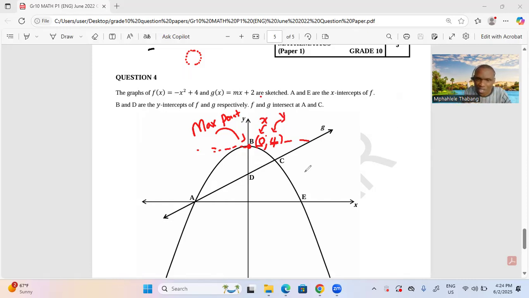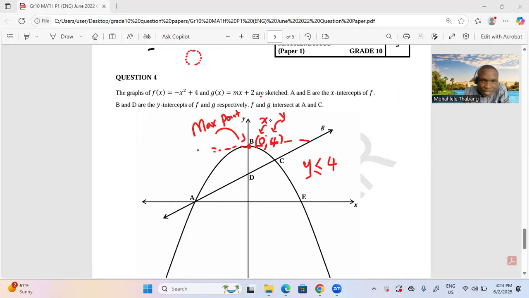So what is the range? You say y is less than or equal to 4. You say all values of y are below 4. The highest value of y we can have is 4. This is a very good question. As long as you have the turning point of a parabola graph, you are able to find its range.